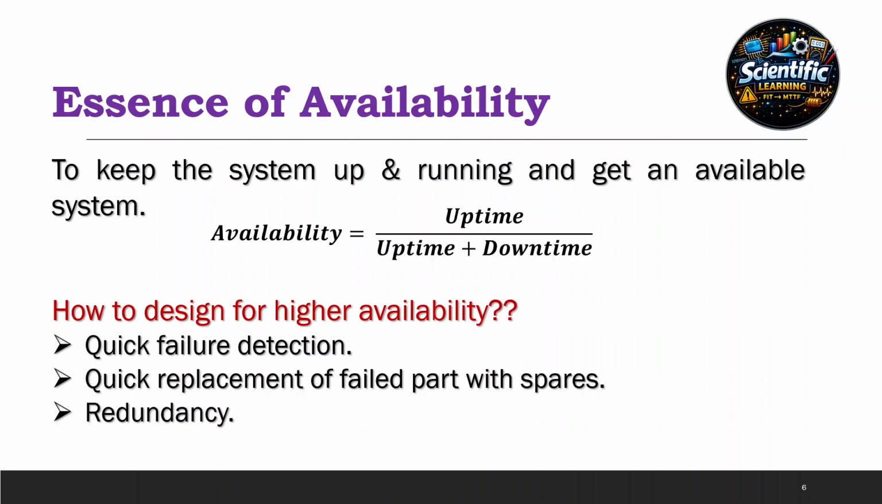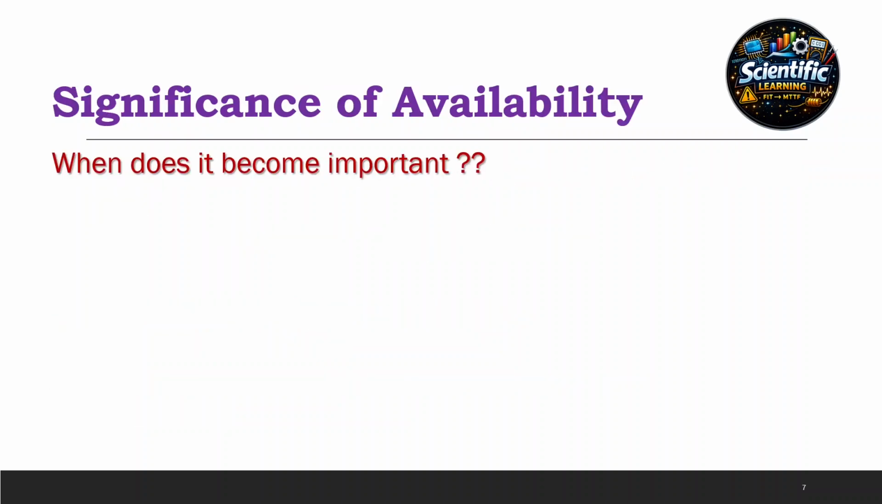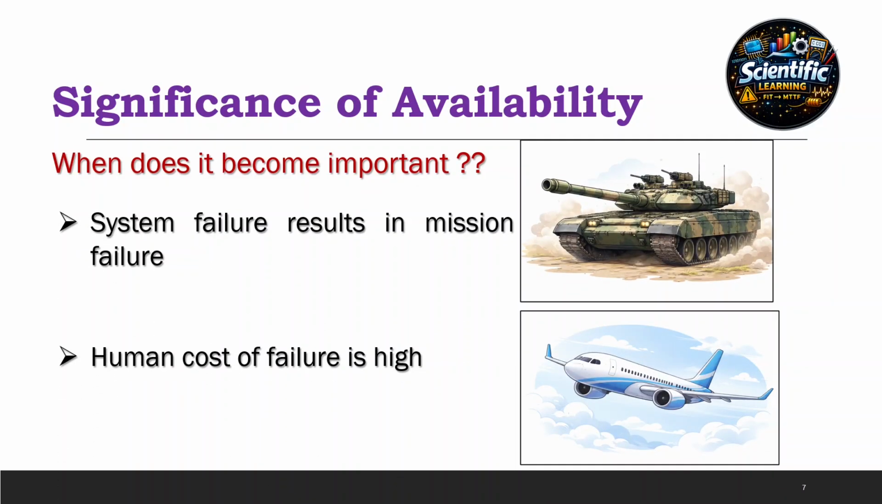The third way of enhancing availability is redundancy. If one item fails, the other is available for taking over. Now, when does availability become important? It becomes important when a system failure can result in mission failure. That is, the failure of weaponry systems, for example, in warfare can result in the defeat of a nation, can result in the defeat of a mission. That's when the availability of systems becomes highly important.